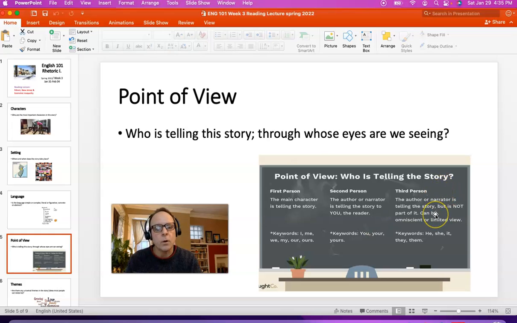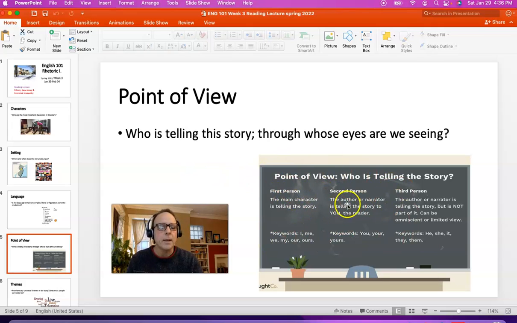Or is it third person, where we're kind of removed a little bit? It's not so personal. It's not I, it's he. He went to the store, he went to the house, he delivered the pool table, she was there at the door to meet him, etc. So look at this, try to get the point of view.